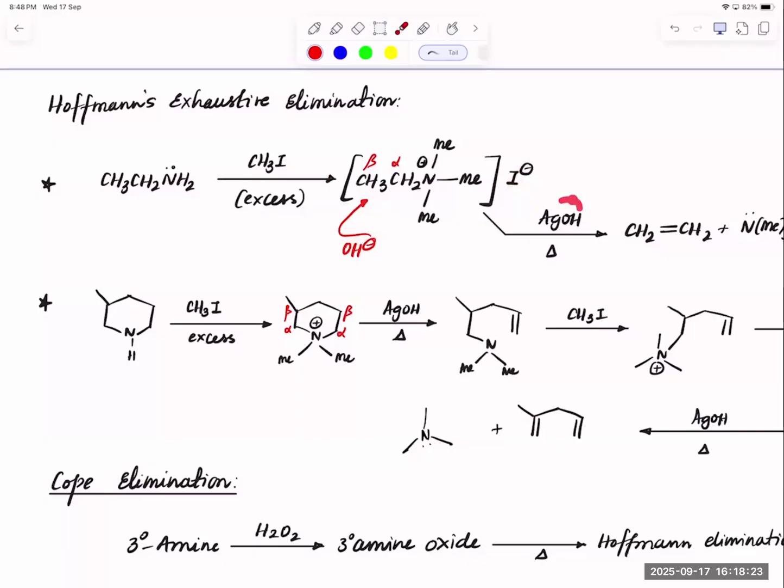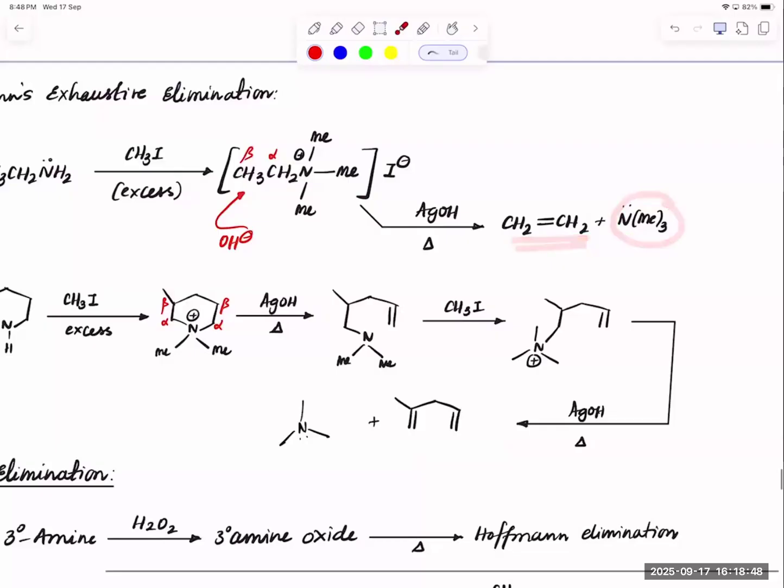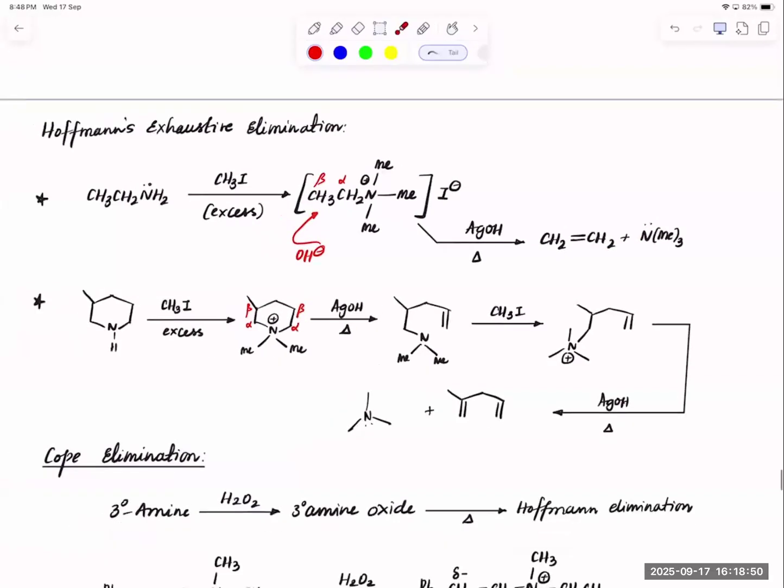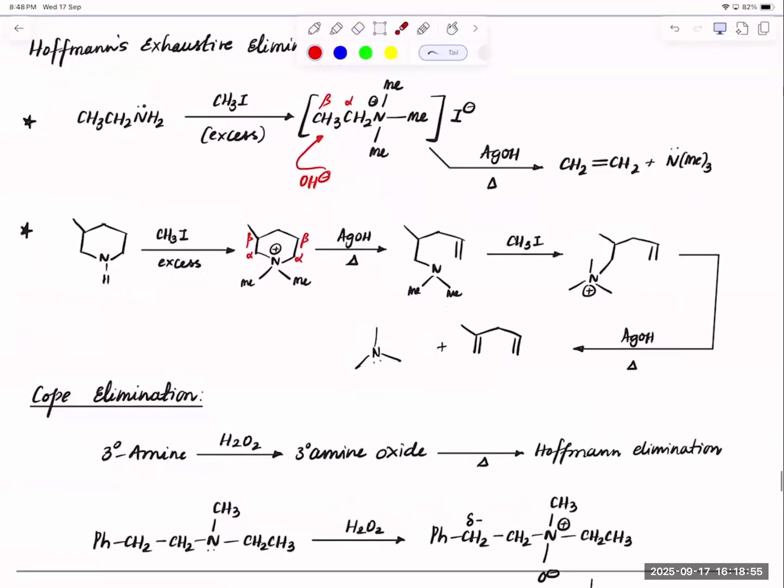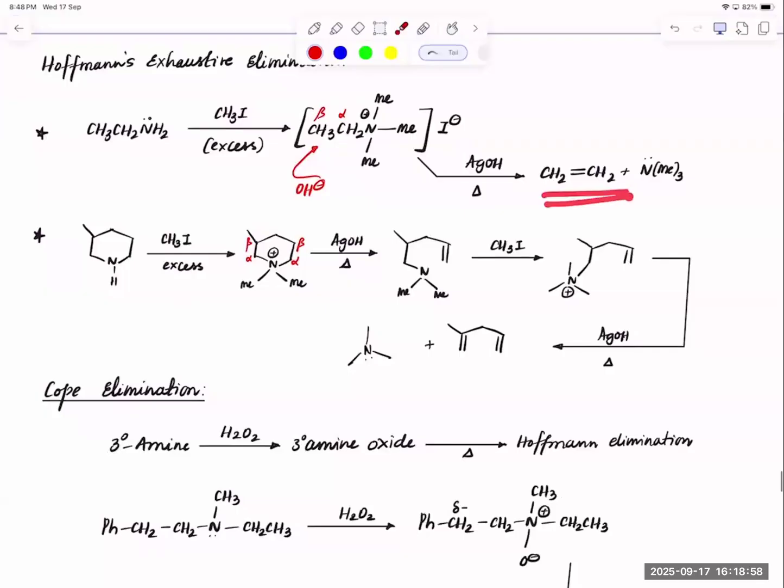Then when you treat with AgOH, OH minus will take H plus from here, and this entire group NMe3 will be removed, and that way you can have CH2 double bond CH2, so that will make it an alkene plus NMe3. That's how you get an alkene.